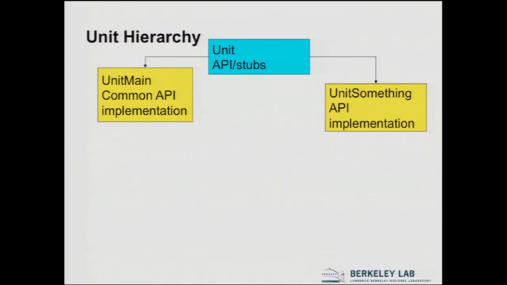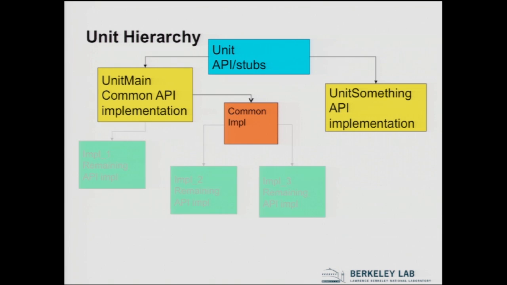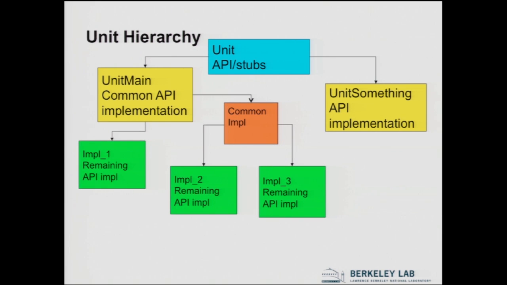But if there is some subset of functionality that sometimes you want and sometimes you don't want, that goes into another subunit that can be turned off. And API implementation starts to happen here. Now, in unit main, for example, there are these 3 different alternative implementations that can exist.